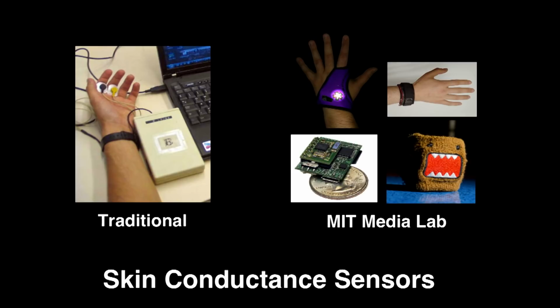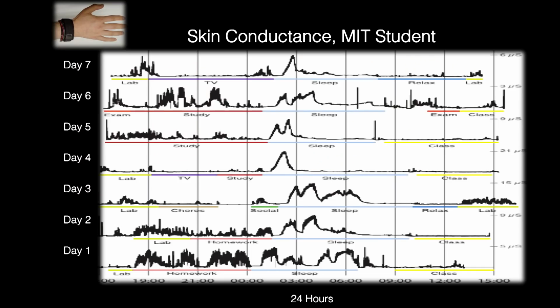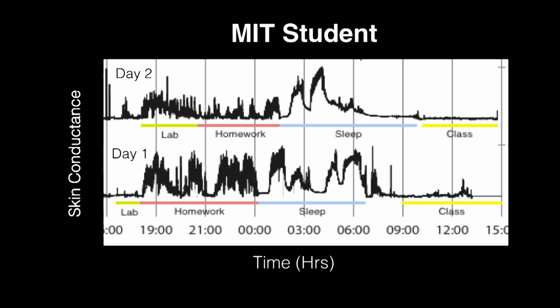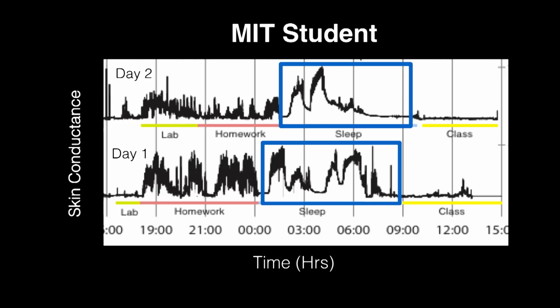And with these wearables, we started to collect the first ever clinical quality data 24/7. Here's a picture of what that looked like the first time that an MIT student collected skin conductance on the wrist 24/7. Let's zoom in a little bit here. What you see is 24 hours from left to right, and here's 2 days of data. And first, what surprised us was the sleep was the biggest peak of the day.